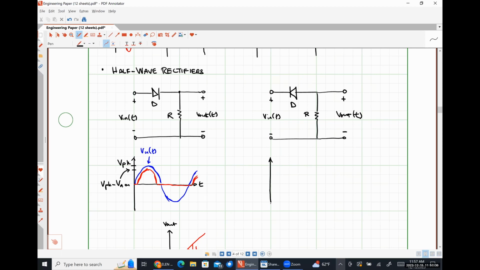We might stop with half-wave rectifiers for today because I'm getting frustrated with my computer and the lag that I'm getting because it's taking me 3 minutes to draw a straight line.